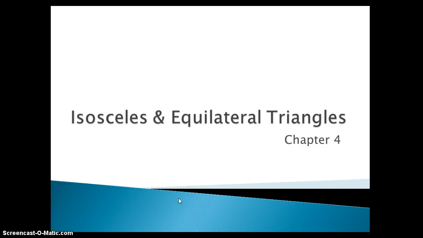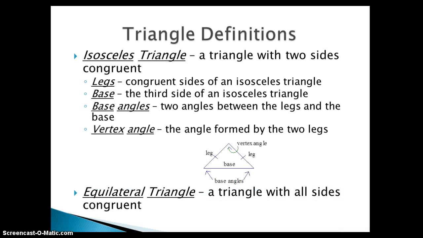Our final video of Chapter 4 is going to be dealing with isosceles and equilateral triangles. An isosceles triangle, remember, is a triangle with two sides that are congruent. The legs of that triangle are the two congruent sides. The base is the third side that is not congruent.